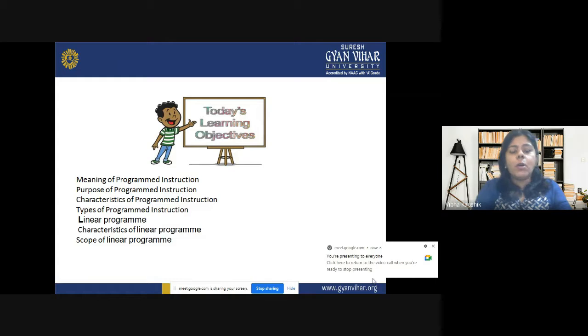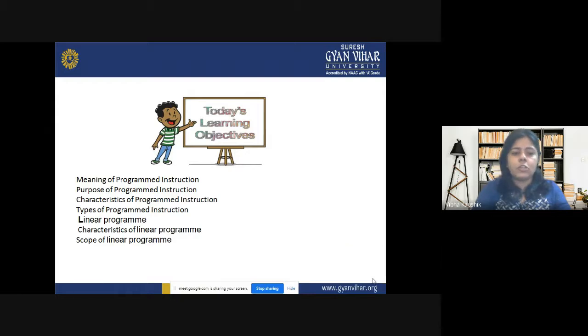Now, the learning objectives of today's topic are: the meaning of program instruction, meaning you will be able to define the concept and meaning of program instruction; the purpose of program instruction, these are the various purposes of a program instruction; the characteristics of program instruction, what are the different characteristics of a program instruction; and the types of program instructions, the different types of program instructions.